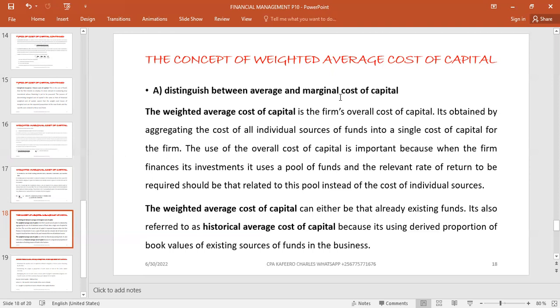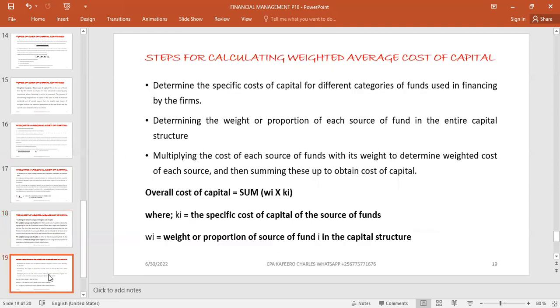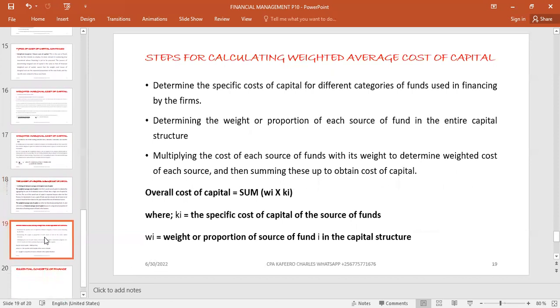We are going to see the computations. From the theoretical aspect, you may not pick it right, but when you get to the computations, you are going to understand each and everything. So this is where I want you to focus, because this is what is going to help us compute the weighted average cost of capital.